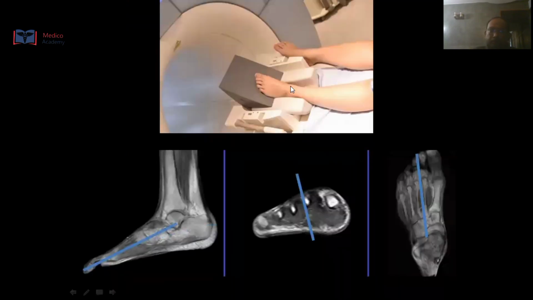When we are planning a foot, it should be kept in a little plantar flexion with a support so that there is no movement of the patient. And the planes planned for the foot: in the sagittal plane, it is along the long axis of the metatarsals. In the axial plane, it should be perpendicular to the metatarsals, and again in the coronal plane, it should be along the long axis of the metatarsals.